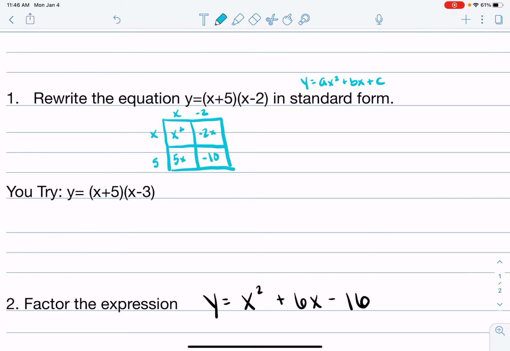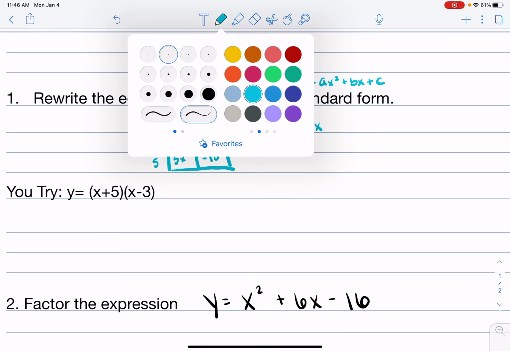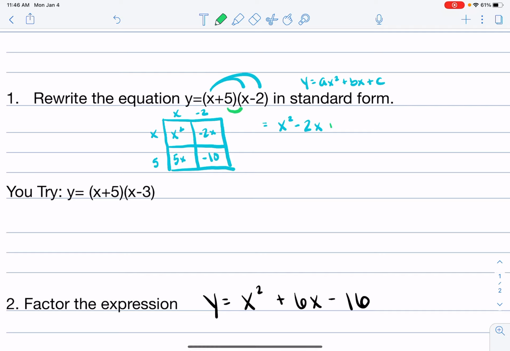If you are distributing, like FOILing, you would take x times x, which is x squared, and x times negative 2, which is a minus 2x. Then you would take the 5 times x, which is a 5x, and 5 times negative 2, which is a minus 10. Now, you can't stop here because we still need to combine the like terms. So that's our last step. We would have x squared, and negative 2 plus 5 would be a plus 3x minus 10.